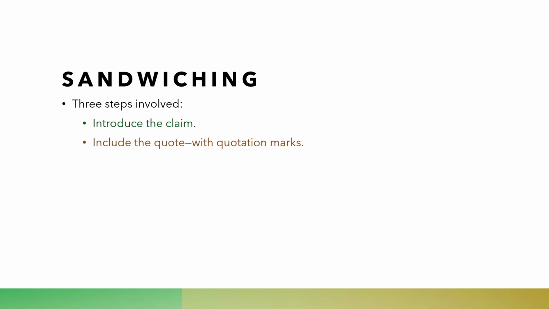Then you include the quote. Please remember that the quote gets quotation marks. If you're using a source's exact words, 100% of the time you put quotation marks around it. There's a lot about this stuff that's tricky, but that's not. You must include quotation marks around the exact words of a source. And then after the quote, you explain how the quote illustrates or supports the claim that you presented before the quote. Please note here that this is the explanation. This is like tying back together the logic. That's what you're doing here.